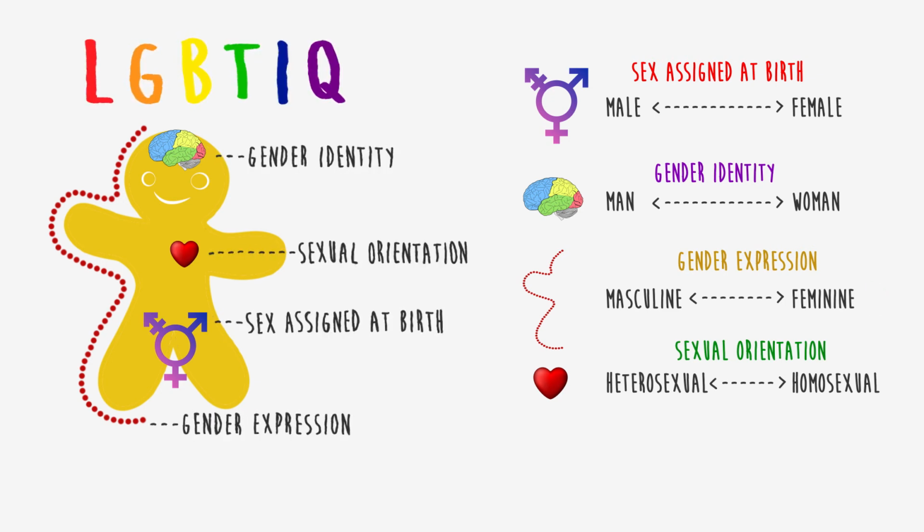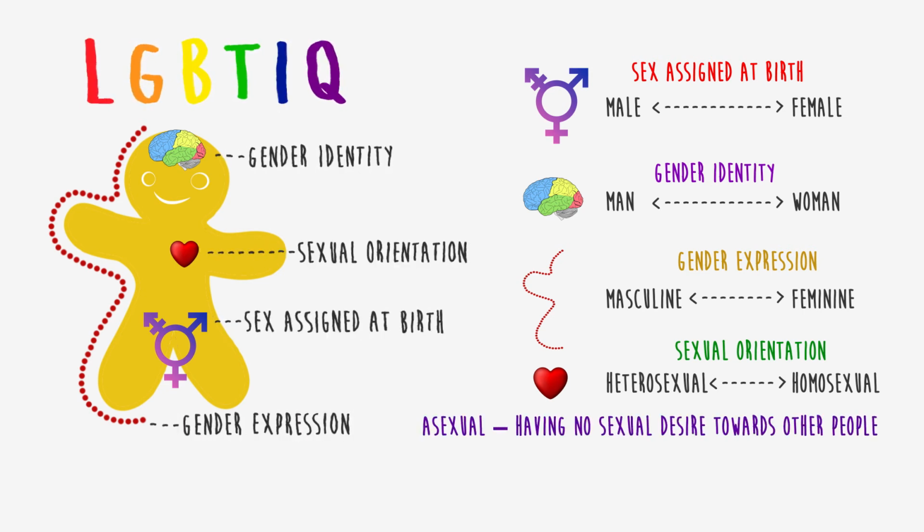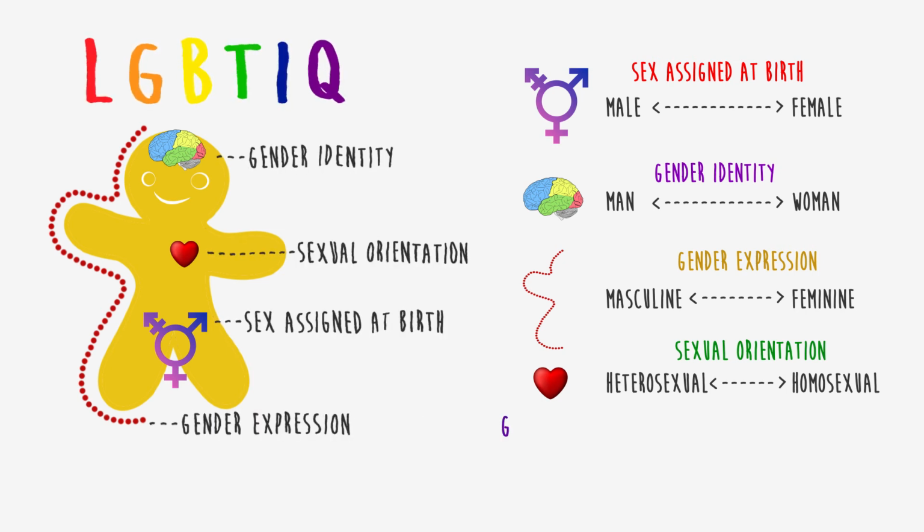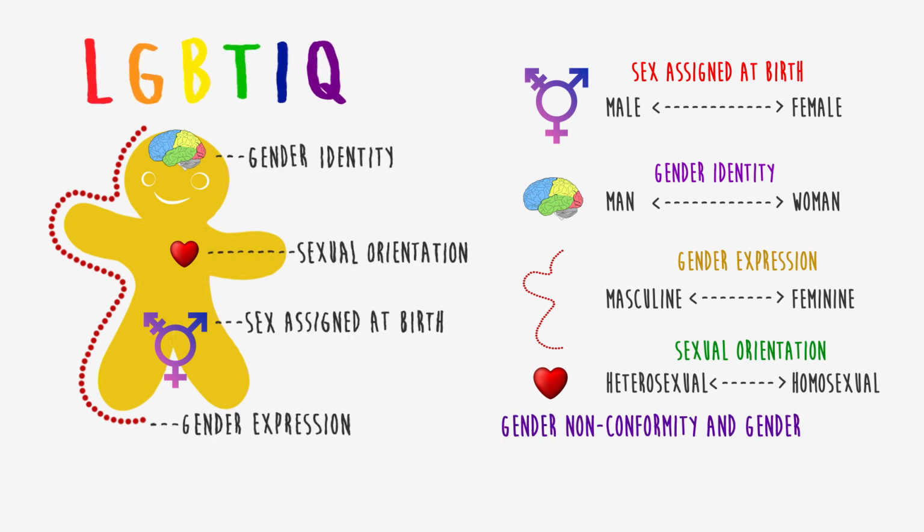Furthermore, no matter the gender identity and sex assigned at birth, a person can be asexual, having no sexual desire towards other people. Sometimes gender nonconformity and gender fluidity is a statement of not accepting the binary model of gender identities, an act of choosing how a person feels best in their gender identity, gender roles, and gender expression.